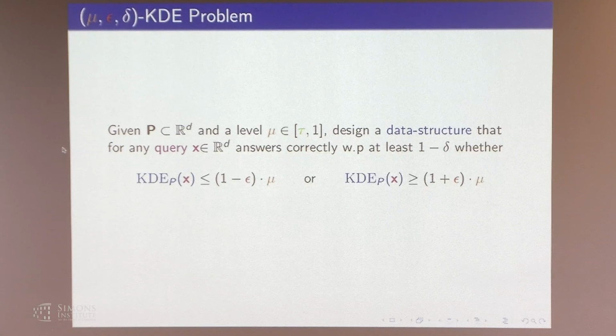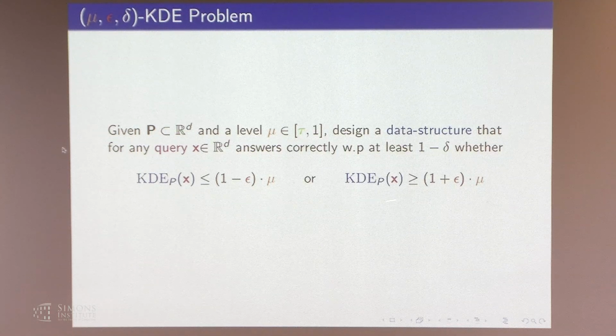Okay. So here's the problem that we're going to solve. Actually, this is not exactly the problem I phrased, but if you can solve this problem, then you can solve the problem of estimating kernel density within 1 plus epsilon. So let's say you just wanted to distinguish between two cases. Either the kernel density is less than 1 minus epsilon times mu, or it's bigger than 1 plus epsilon times mu. If you had a procedure to do this, then you can do binary search and get a good approximation to what the kernel density is. So this is our problem.